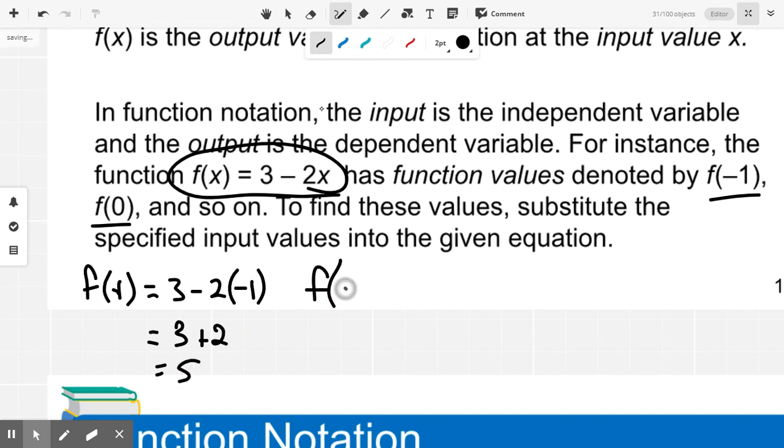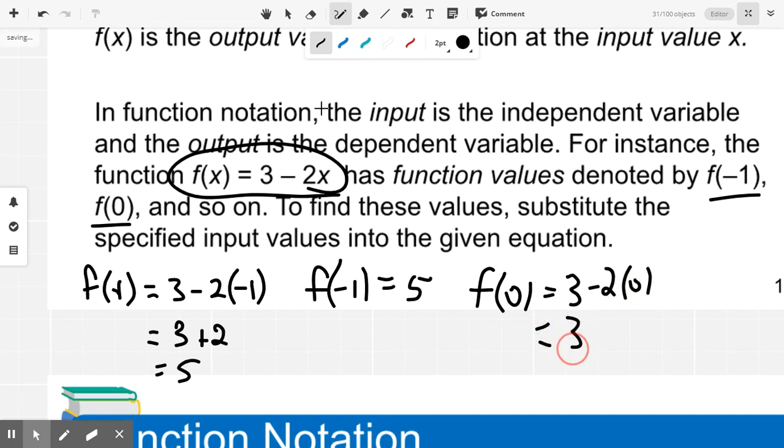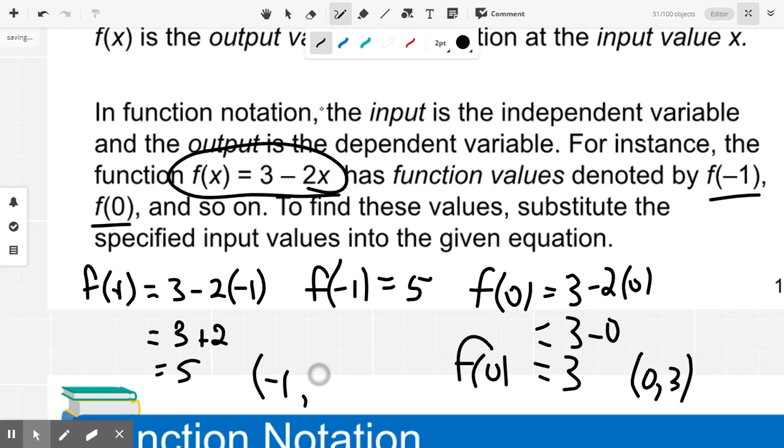So the function value at -1 is equal to 5. F of 0 is going to be 3 minus 2 times 0 equals 3 minus 0 equals 3. So f of 0 equals 3. So the function value at 0 is 3. We could also write that as an ordered pair. Since the x is the input, the x was 0, the output or the y was 3. Same thing here. This would be the ordered pair, negative 1, 5. All right.